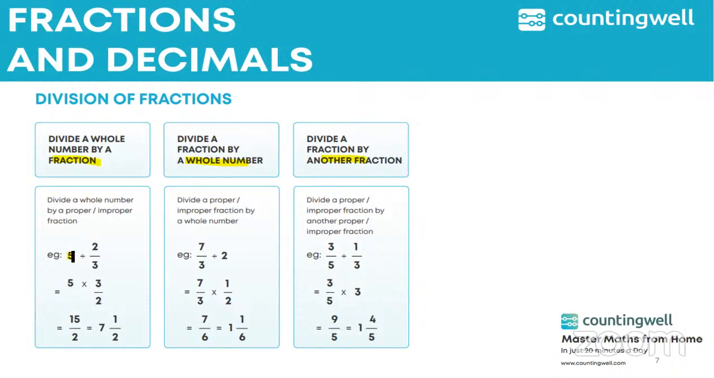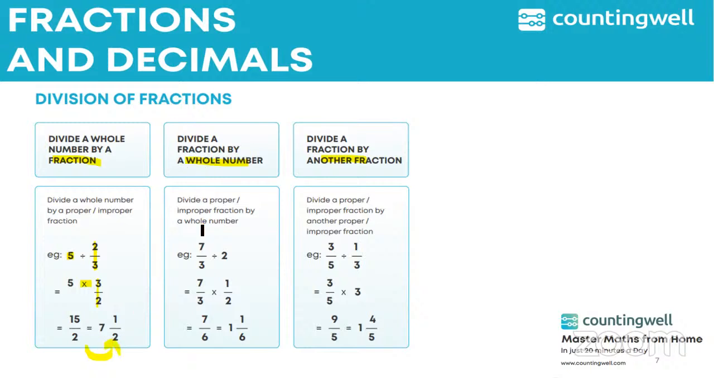Since 5 is a whole number and we are dividing it by a proper fraction, we take its reciprocal and instead of the division sign, we take the product. So instead of dividing, we are multiplying by the reciprocal of the proper fraction. So we get here 15 by 7. Converting into the mixed form, we have 7 1 by 2.